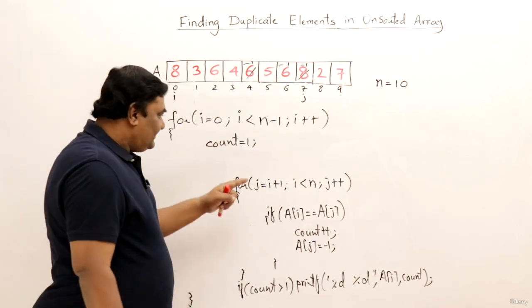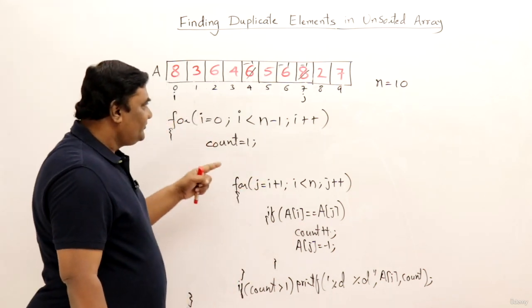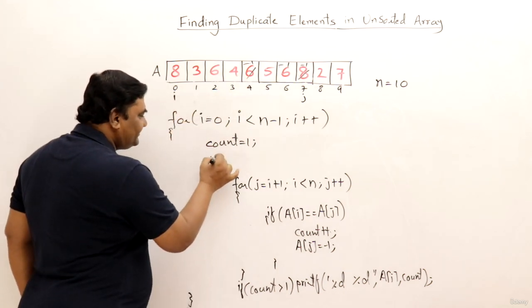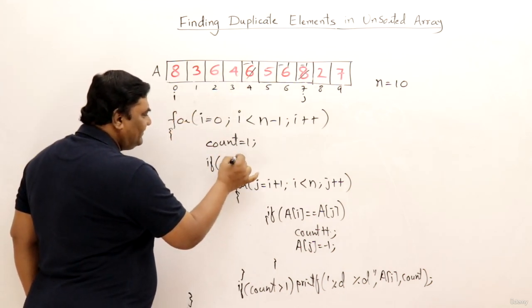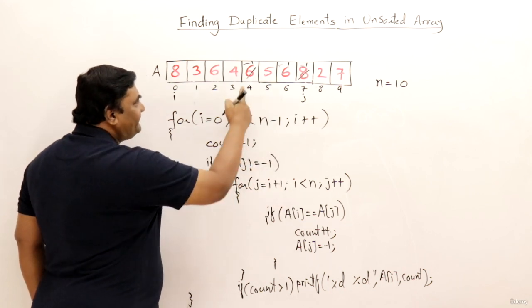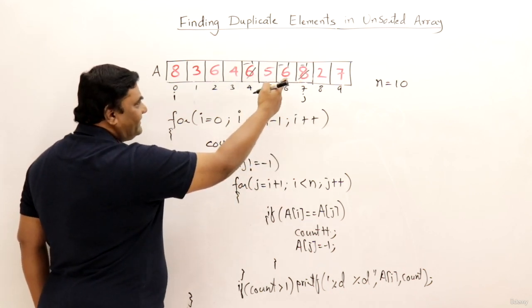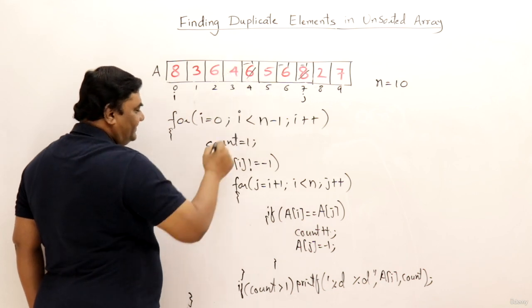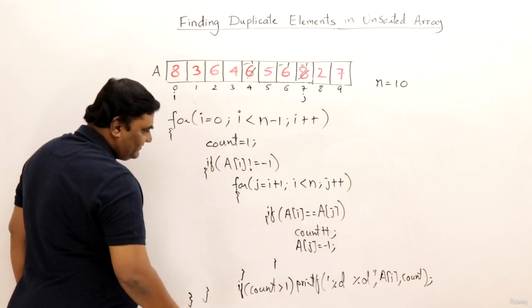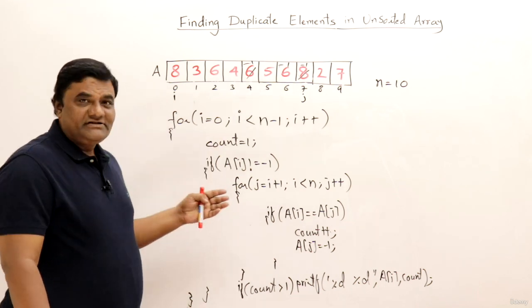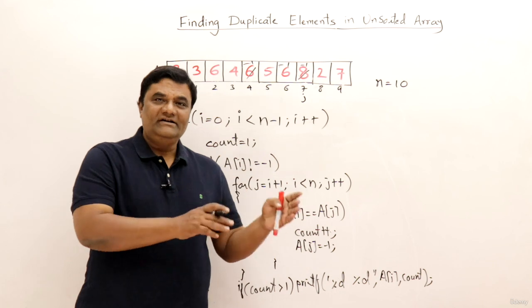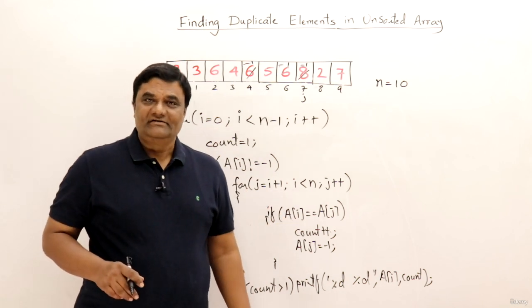Now one more thing: I should do this checking for the duplicate only if the element is not minus 1. So here I will write the condition: if A of I is not equal to minus 1. It means for this element I should not find the duplicates, right? Because it has already become minus 1. So I should not enter into this one. So this is conditional, and that's all. This is the procedure for finding duplicates and counting how many times each element is duplicated.